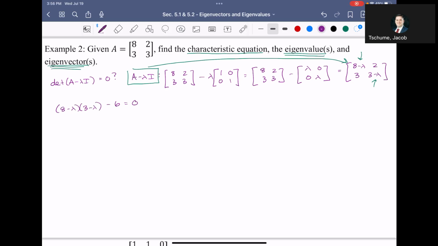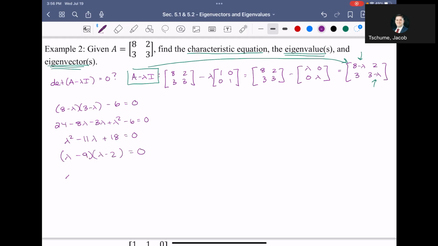If I were to work this out, you would get 24 minus 8 lambda minus 3 lambda plus lambda squared minus 6 is 0, just by filling out your polynomials. If I were to restructure this in standard form, I would write this as lambda squared, combine your lambdas to get minus 11 lambda, and then combine your constants to get positive 18 is equal to 0. We're going to factor this. So if you were to factor this quadratic, you should get lambda minus 9 times lambda minus 2 equals 0.